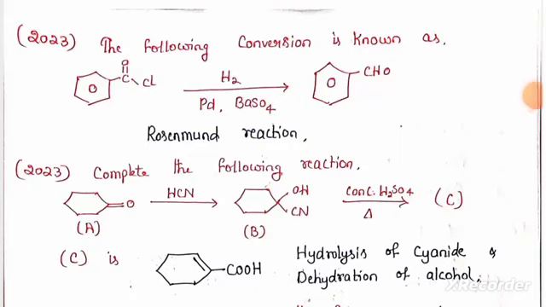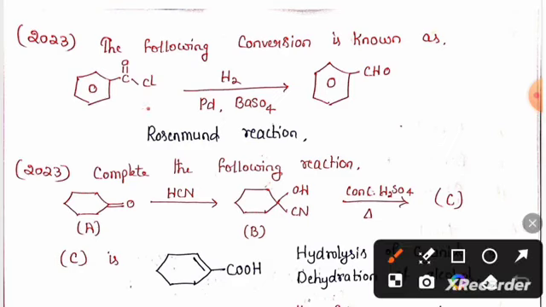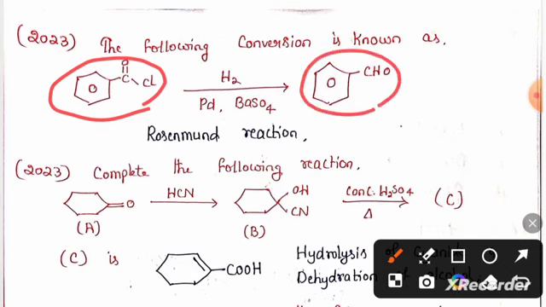12th CBSE Chemistry Aldehyde, Ketones and Carboxylic Acid chapter, previous year's questions of NEET we are going to discuss in this video. We have first question, the following conversion. There is a conversion of benzoyl chloride to benzaldehyde. This in the presence of hydrogen, palladium and barium sulfate. This reaction is Rosenmund reaction.